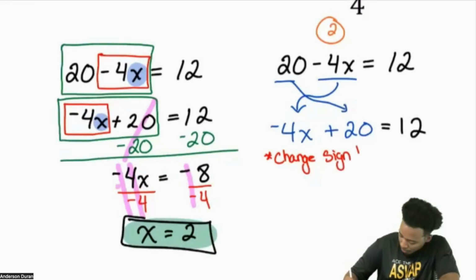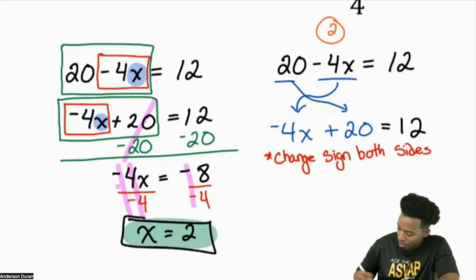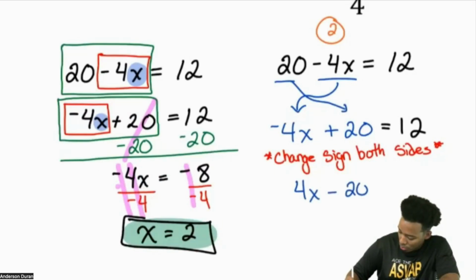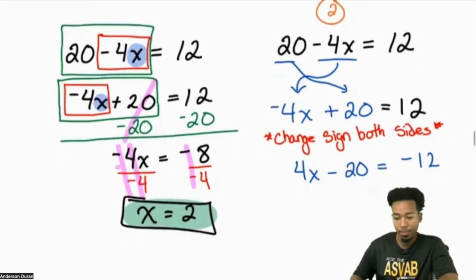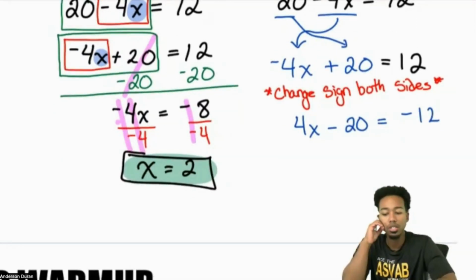Change the sign, both sides. And what you end up getting is positive 4x minus 20 equals negative 12. This might make the problem a little easier for some of us.